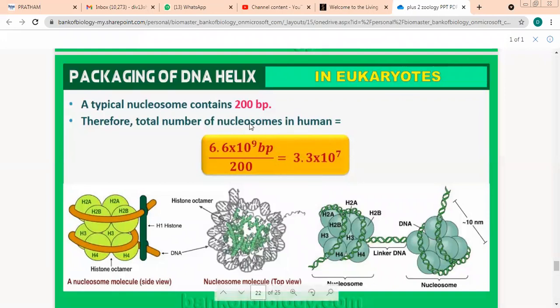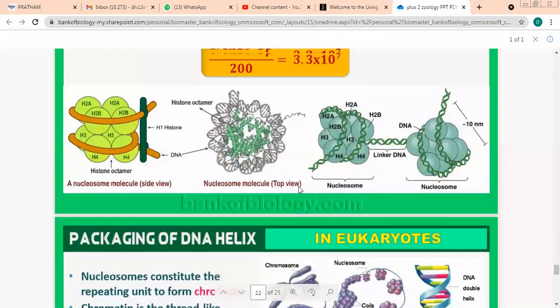You don't have to learn this. Simple, you have to remember the total number of base pairs in the human body is 6.6 into 10 to the power 9, and one nucleosome contains 200 base pairs. So when you cancel, 2 zeros will get cancelled with 9, you will get 7. And 6.6 divided by 2 is 3.3. So in a eukaryote, how many total nucleosomes are there? Yes, 3.3 into 10 to the power 7. These are the number of nucleosomes.